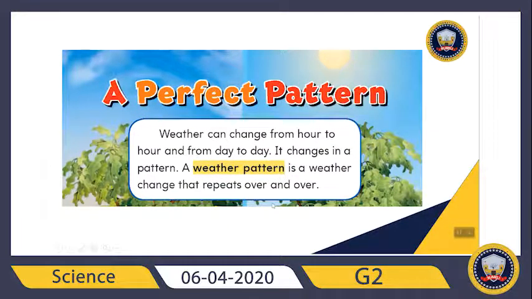Weather can change from hour to hour. Weather is not the same all the time. It changes from hour to hour and from day to day. So weather is not the same all day or all week. It changes in a pattern. So what is the meaning of weather pattern? A weather pattern is a weather change that repeats over and over.